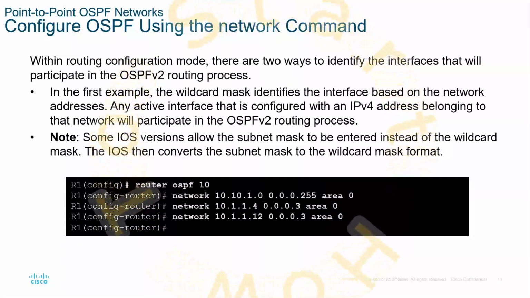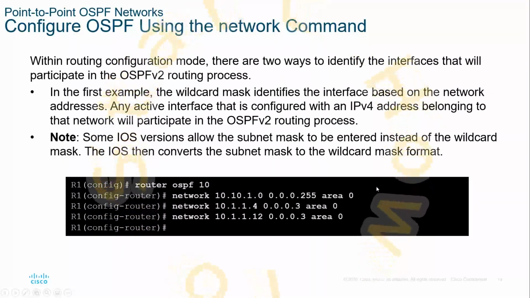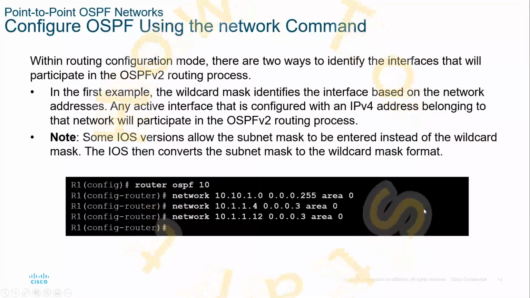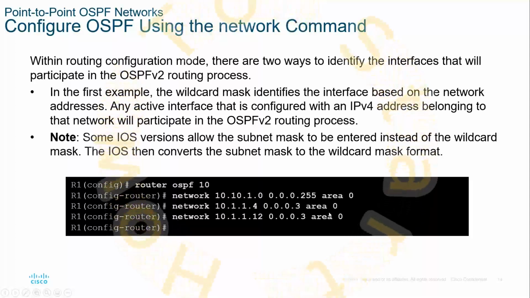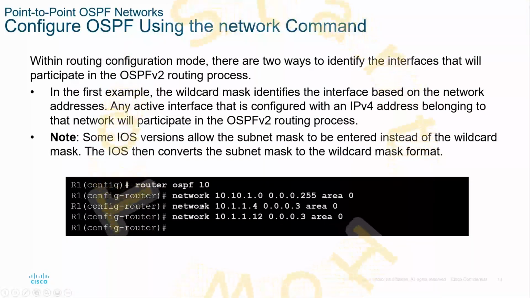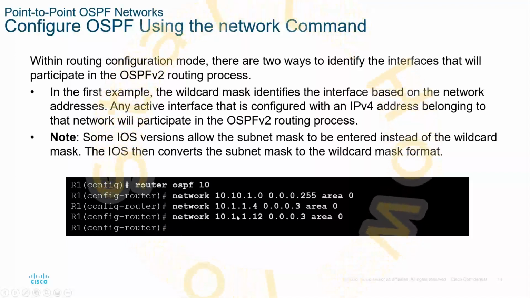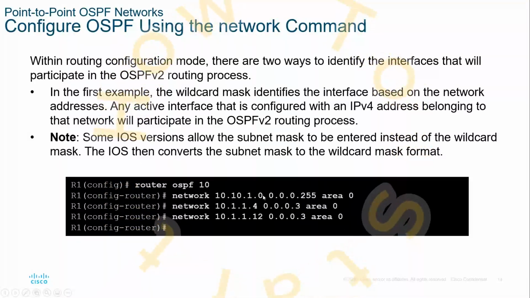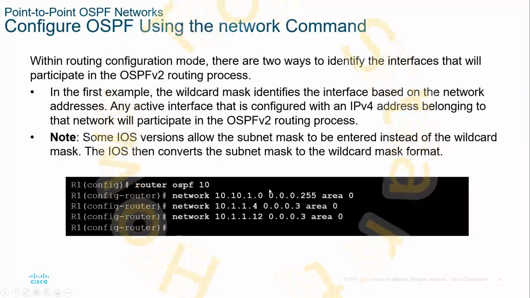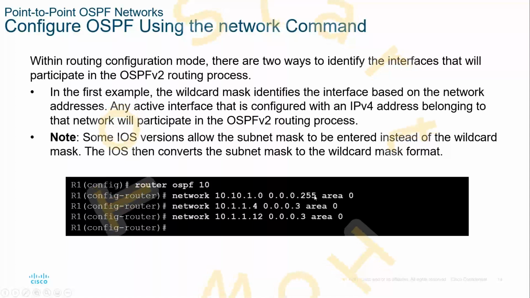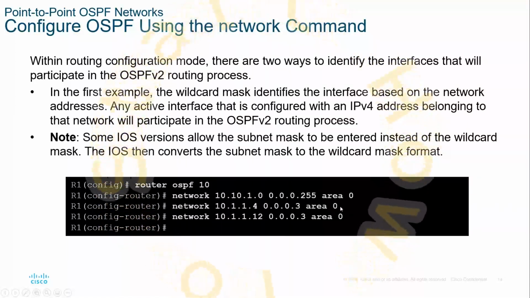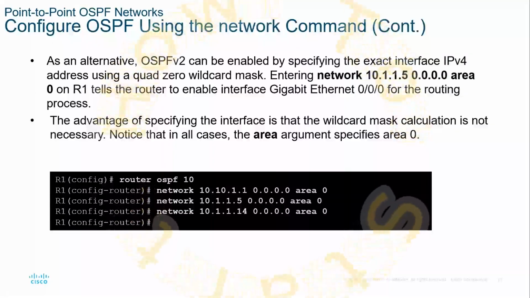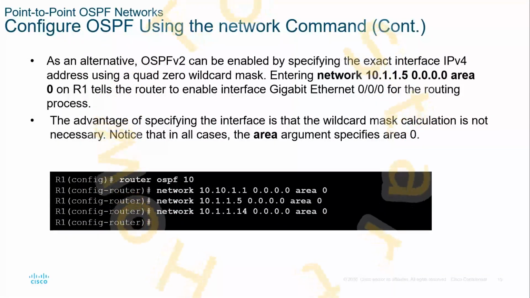So here we have our 3 network statements. This will be whatever networks are attached to that router. So earlier we had our connections between routers 1 and 2, routers 1 and 3, and we had our LAN. So 10.10.1.0 was a /24, so the inverse would be 0.0.0.255. So again, that's how we do our calculations for our wildcard masks. And you would do that for each of the routers.